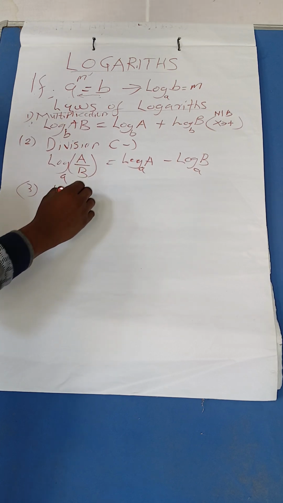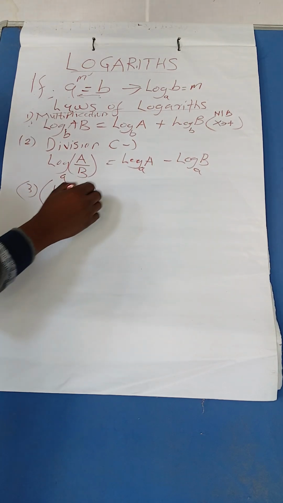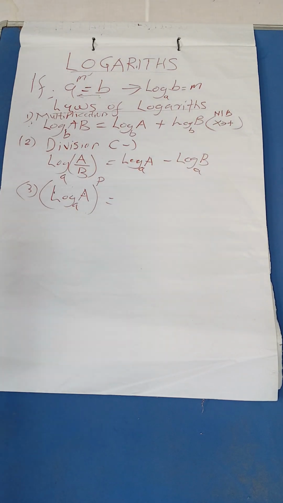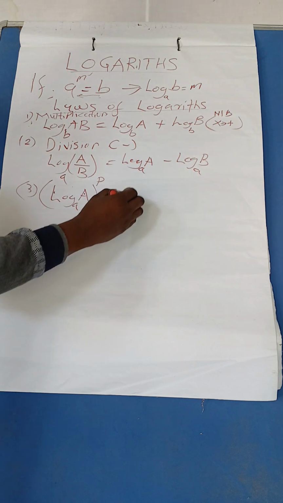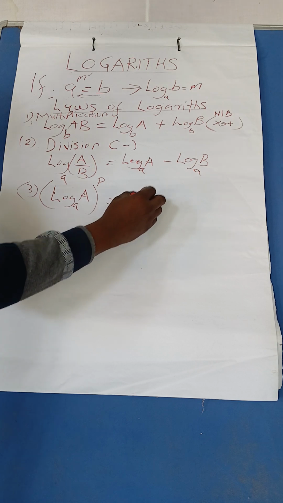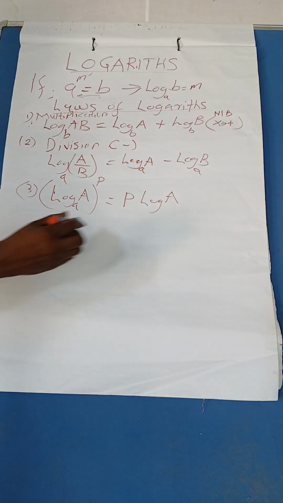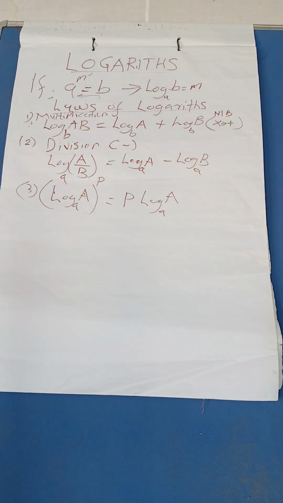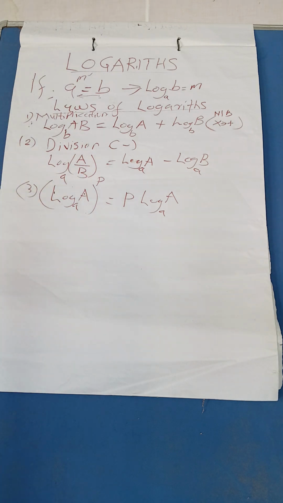We have log A to base a, and then in brackets we have power p. How can you treat that one? That simply means this power, you will move it to become the first. So it will be p log capital A to base what? To base a. Good, to base a. So you see, that is how you'll treat this. You just move this p to the front. Then it will be p log A to base small a.